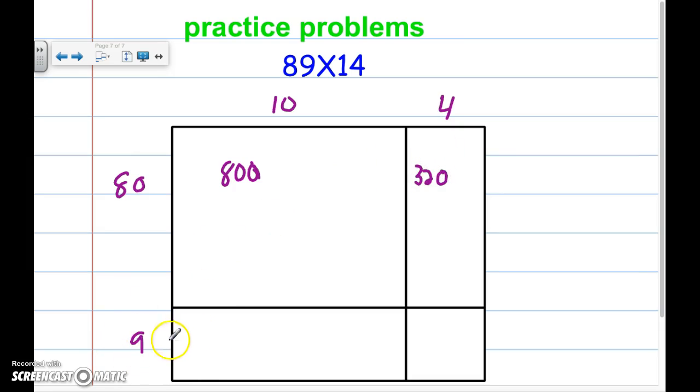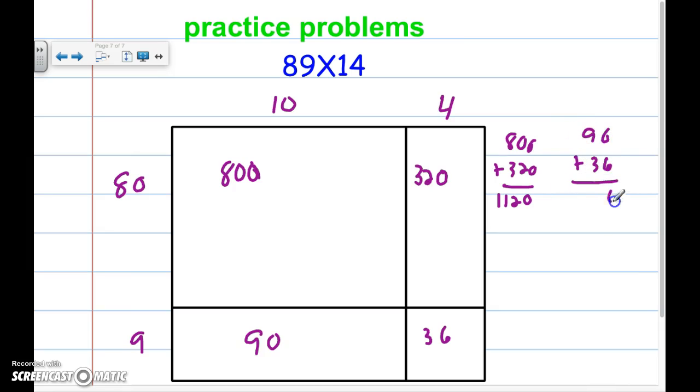This is a big box too, so 9 times 10 is 90. And then this is a small box, so I'm going to go 9 times 4 is going to be 36. And then I just take my boxes and I add them up. 800 plus 320, 8, 9, 10, 11. So that's 1,120. 90 plus 36 is going to be 126.